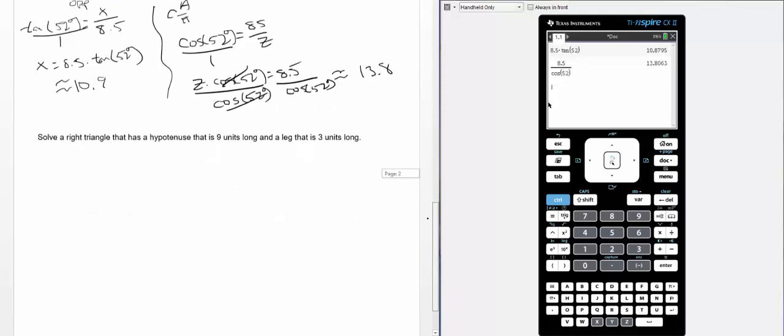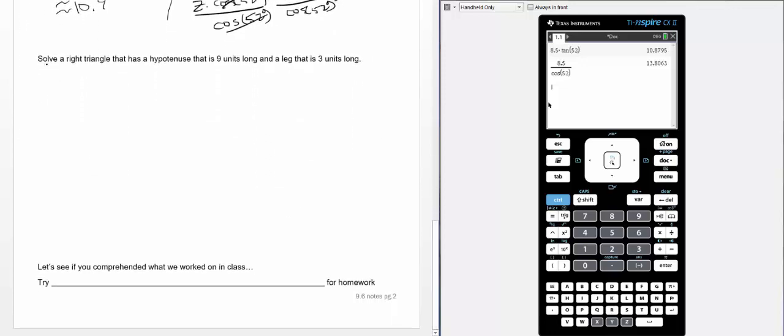Let's try this again. Here's a description of a triangle. Solve a right triangle that has hypotenuse 9 and a leg that is 3. If there's not a picture, we're going to draw one. And this is a pretty bad right triangle, but it's a right triangle nonetheless. I'm going to label the corners so that I can speak more intelligently about what these things are, and I can label the parts.